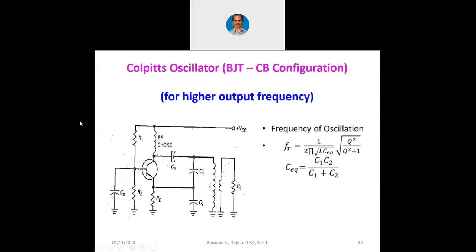Formula remains the same. Fr equals 1 over 2 pi square root of L into C equivalent square root of Q square by Q square plus 1. When Q is larger than 10, we can ignore the complete right hand side of that particular expression. And it can be Fr is equal to 1 over 2 pi square root of L into C equivalent, where C equivalent is nothing but C1 C2 divided by C1 plus C2, as these two capacitors are in series.